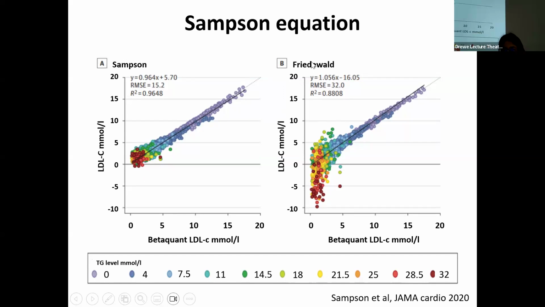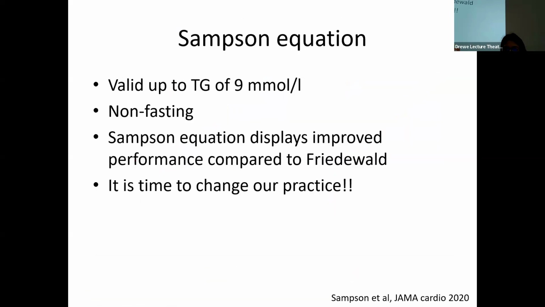And you can see that at those very low levels of LDL cholesterol, the Friedewald sort of falls apart. And in these different colors, you can see different levels of triglyceride. And so at those very high levels of triglyceride, again, you can see the Friedewald falls apart, which is what we would expect. And so Sampson is valid up to a triglyceride level of 9. It's also been validated in non-fasting individuals as well.